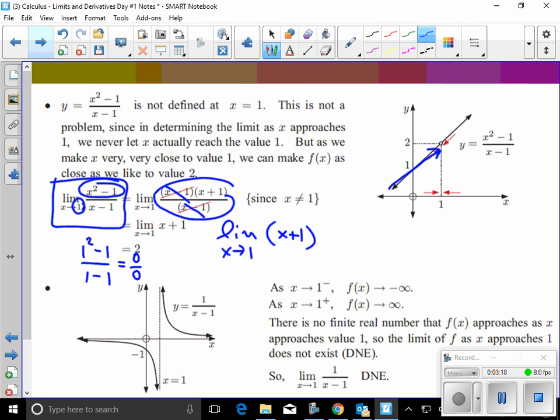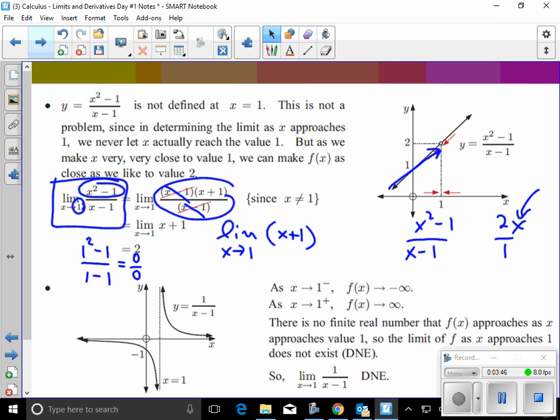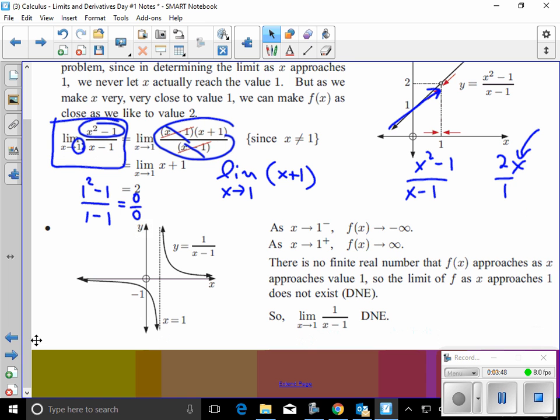And when you plug that in, what do you get? You get 2. Now, do you guys remember any calculus, like what's the derivative of x squared minus 1? 2x, right? And what's the derivative of x minus 1? 1, right? And if I plug a 1 in here, I get 2 over 1, which is 2, which is the same thing I just got over here. So L'Hopital's rule can get you there as well if you get 0 over 0. It's too easy. Let's look at a couple of examples.